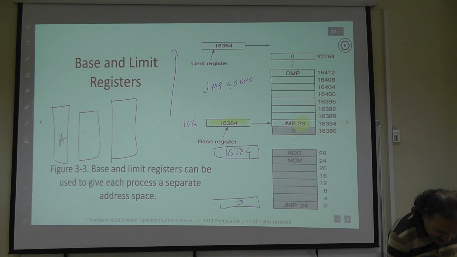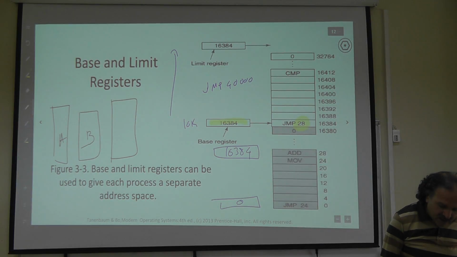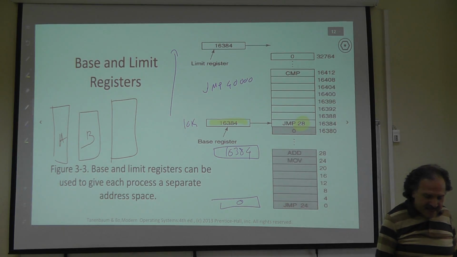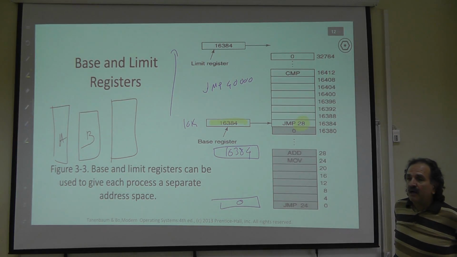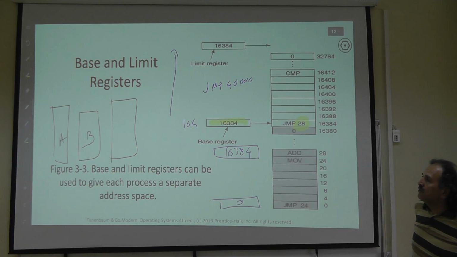Process A and process B. If I wanted to load both process A and B to the memory at the same time, I don't have enough space. So what do I do? Can I run only a single process at a time? No, there is a solution.